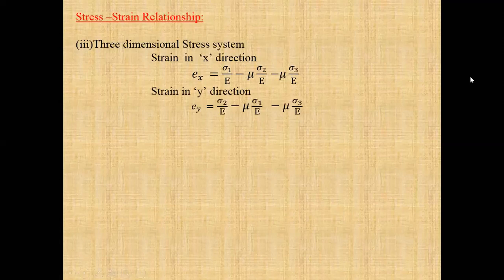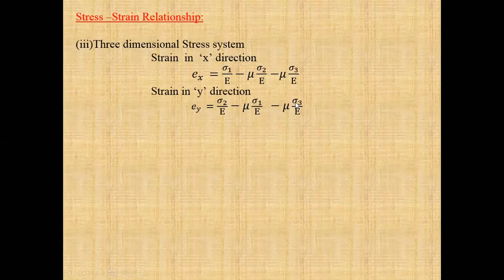In the same manner, look at the strain in y direction. Now in y direction, obviously sigma 2 will be positive, and due to sigma 1 and sigma 3, it would be negative. So you have to write these terms properly. Due to sigma 1 in y direction, obviously a negative lateral strain will occur. Due to sigma 3, a negative strain occurs in y direction.